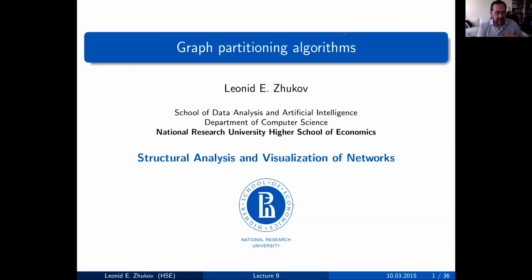And since these algorithms came from theoretical computer science, graph theory, and linear algebra, they're usually very well structured, and there are some objective functions you want to optimize, and there are optimization procedures that allow you to do this.